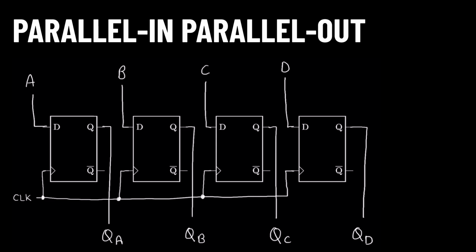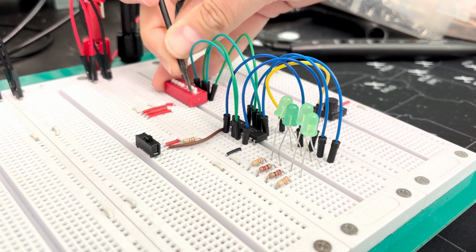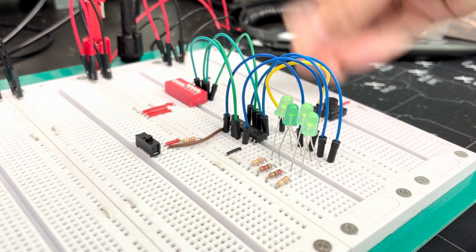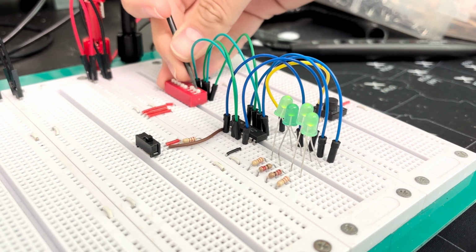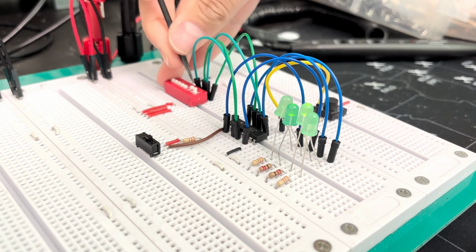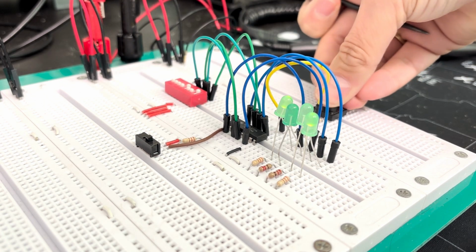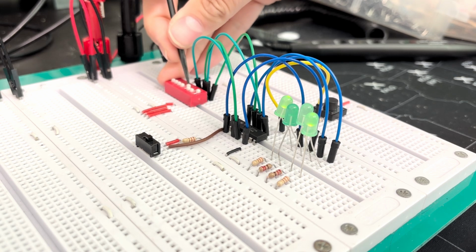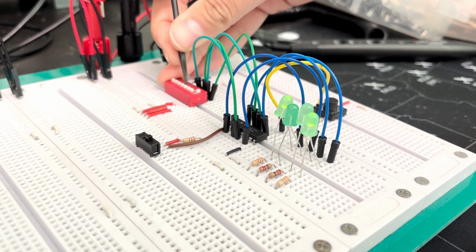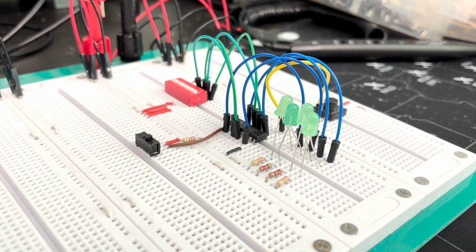In the demonstration on screen, I built this type of register with a quad D flip-flop chip, the 74175. Every time I press the clock button, whatever values are stored in the dip switch are clocked into the flip-flops and can be viewed on the LEDs. This process takes a single clock cycle to load and access the data. It's the fastest, but, as mentioned, requires the most wires.